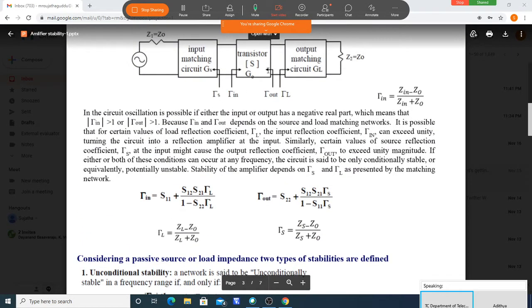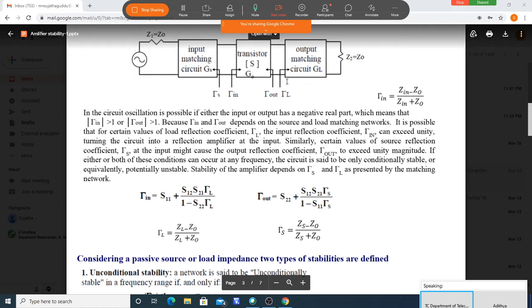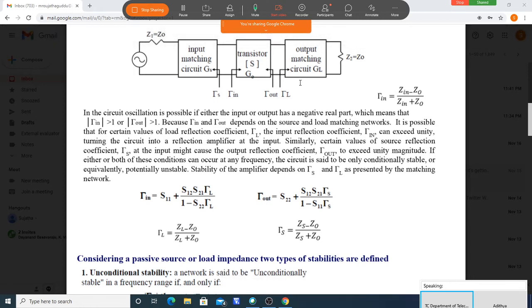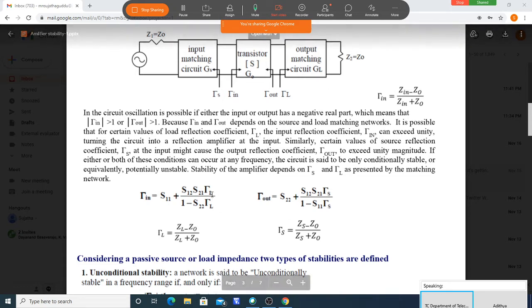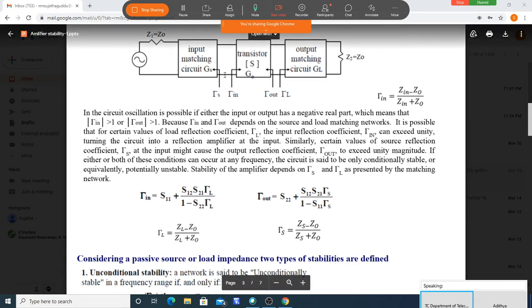So this amplifier doesn't maintain its gain constant. Similarly, if you take some value of ZS, this Γout may become greater than 1. Then also this amplifier cannot maintain its gain constant. So while choosing ZL, we cannot take any value. If you take any value, that may lead to Γin greater than 1. Similarly, ZS also may lead to Γout greater than 1. In such cases, the amplifier starts oscillating.